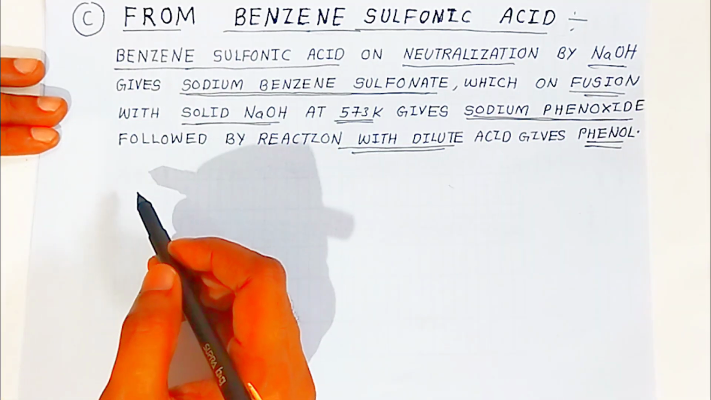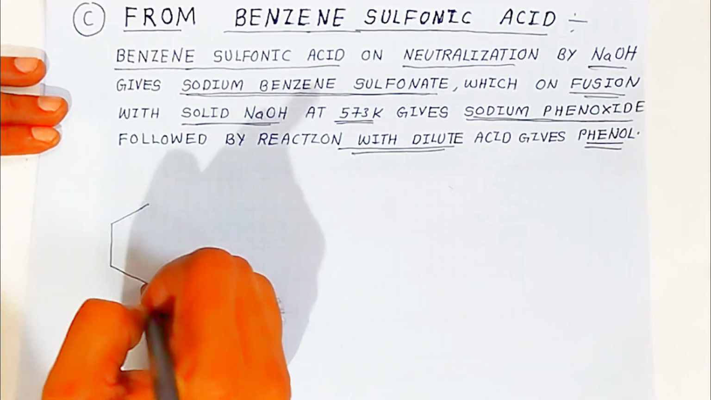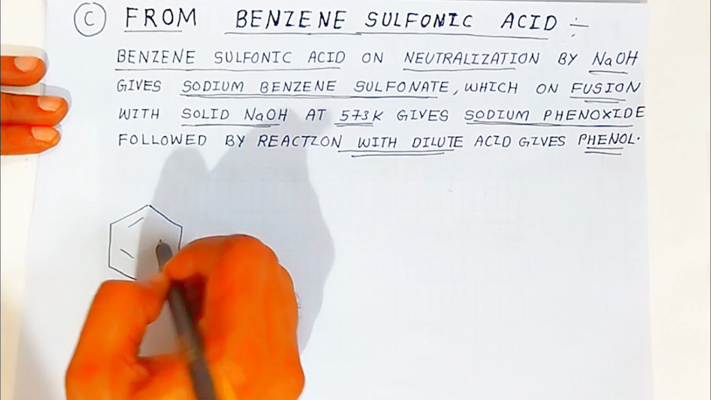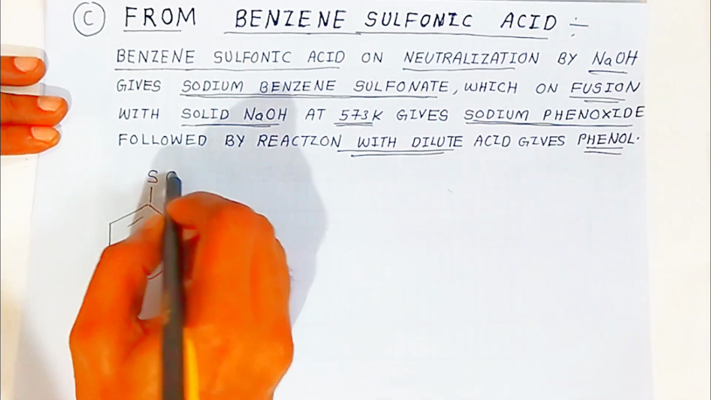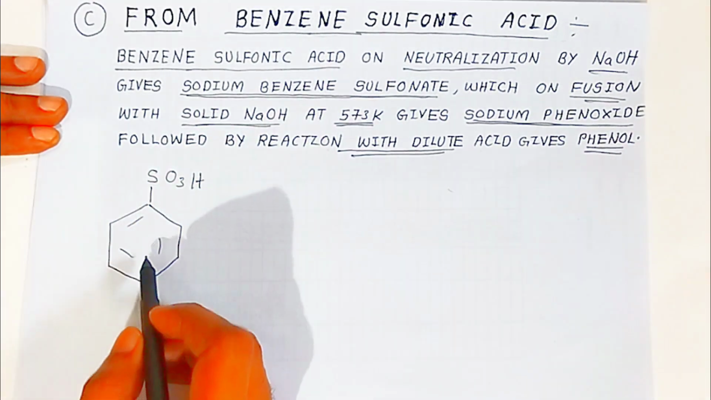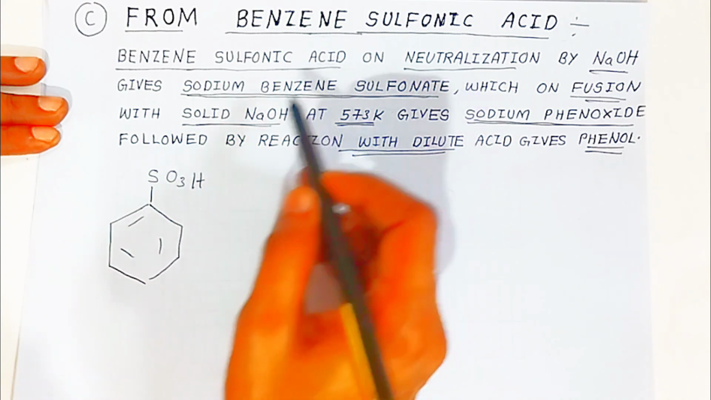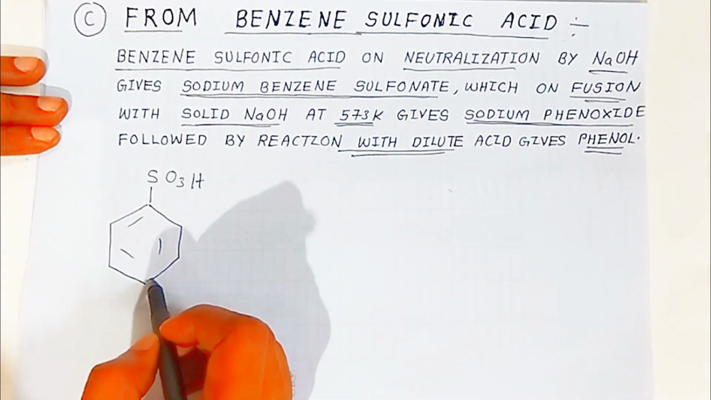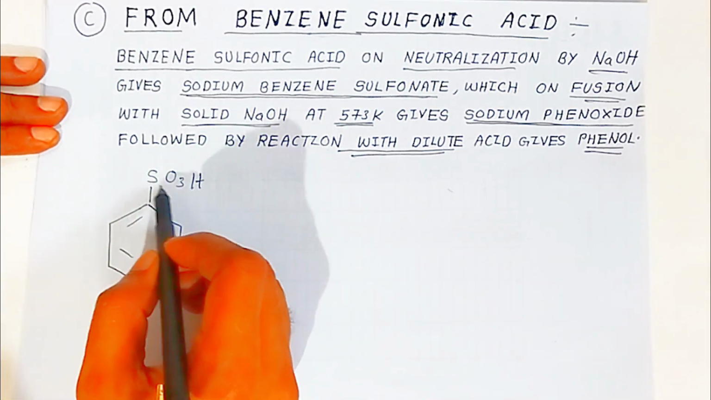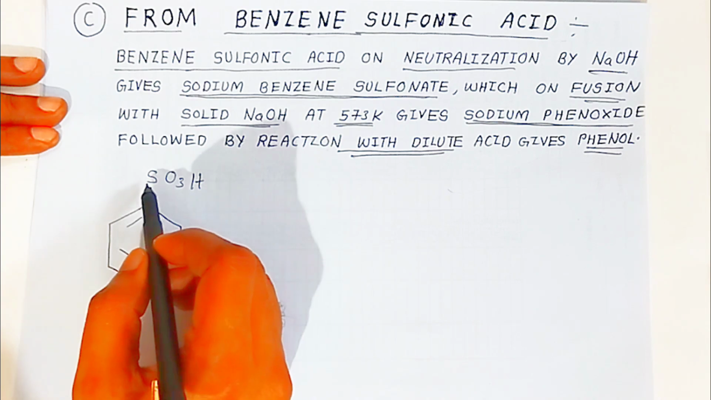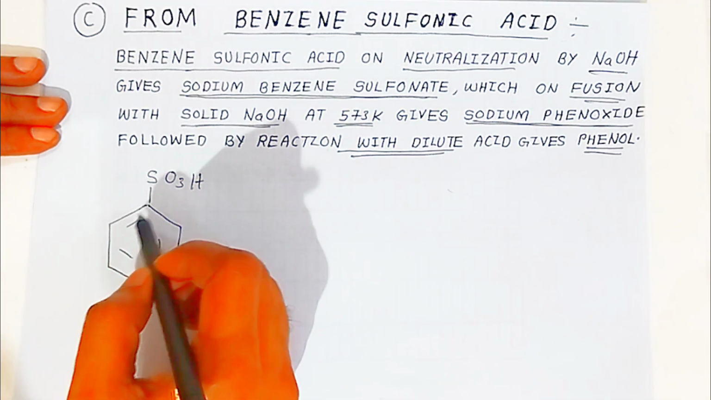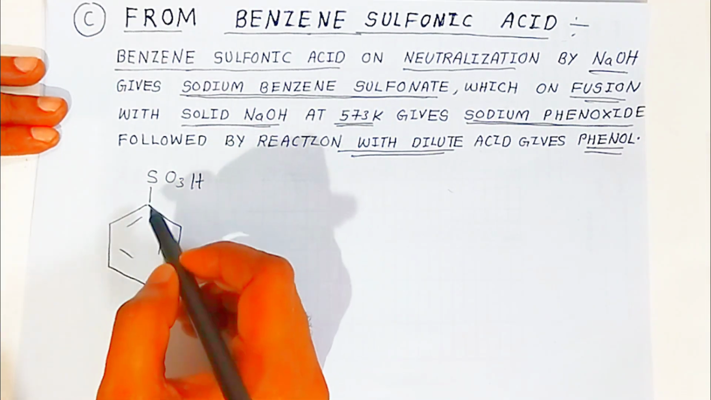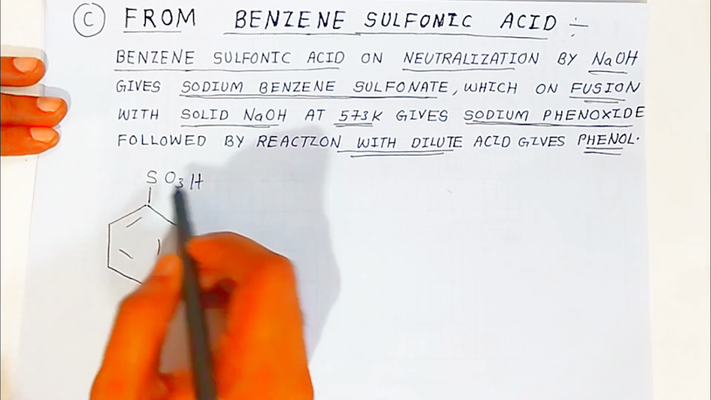So write down the structure of benzene sulfonic acid, students. Since here your benzene ring should be there, attached to the sulfonic group, that is SO3H. So this structure is very important, students. Once you are able to write down benzene sulfonic acid, this is the raw material structure. Benzene sulfonic acid, SO3H. One of the hydrogens of sulfuric acid you are replacing with benzene. So this is benzene sulfonic acid, H2SO4.